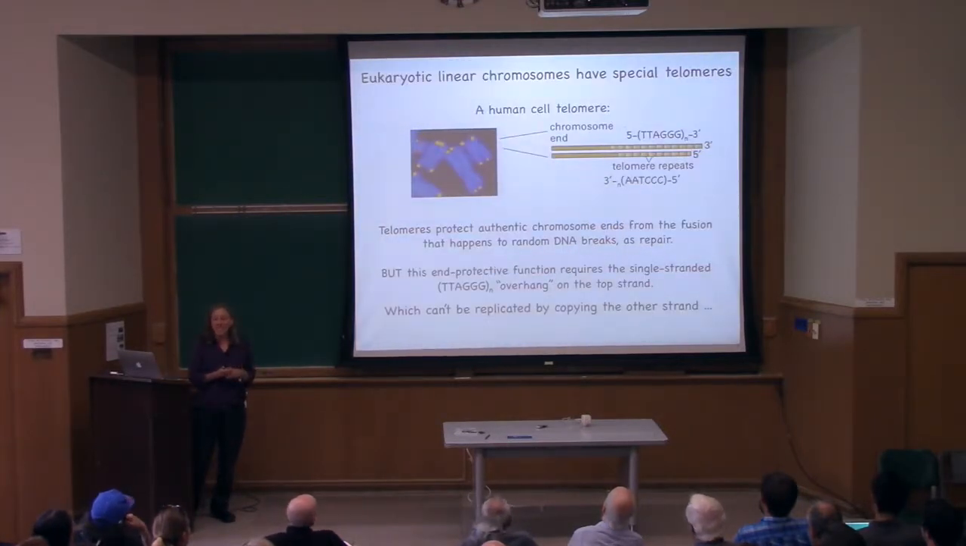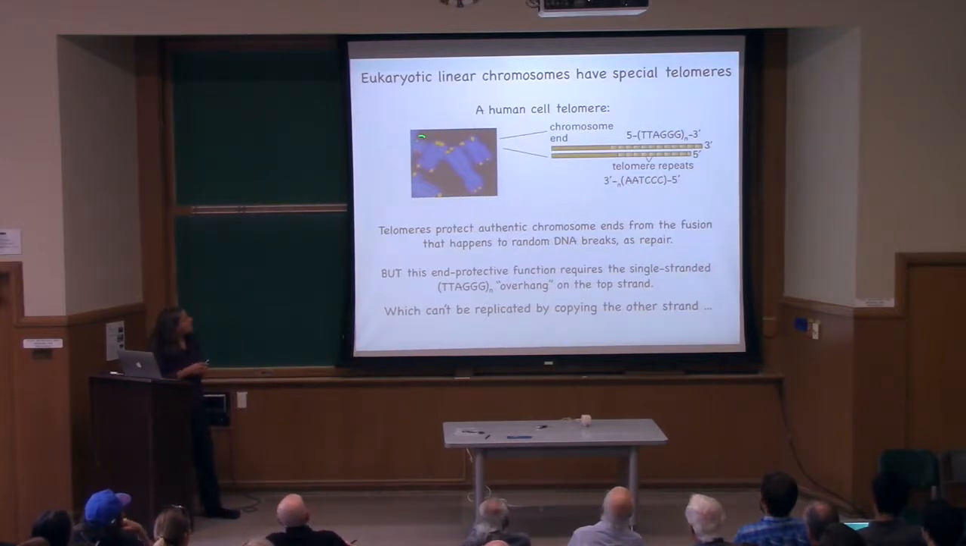Most of the DNA in a DNA strand is in the middle. But the ends, in fact, are special. And these eukaryotic linear chromosomes have telomeres, segments that are unique to eukaryotes. So here's a human cell telomere for you. Here we'll blow up this bit right here at the end.